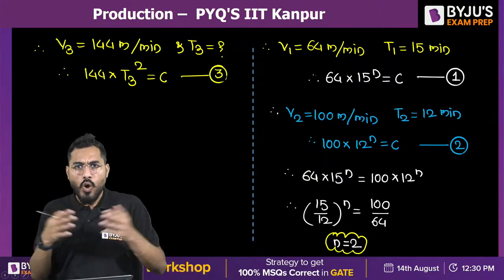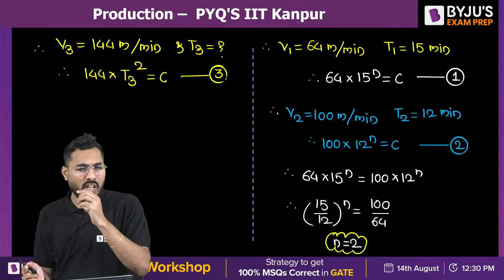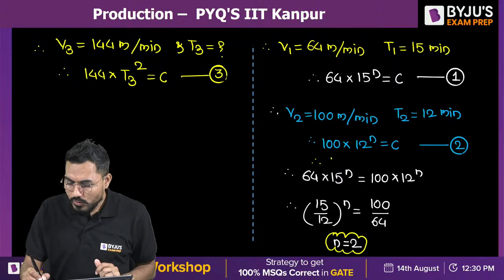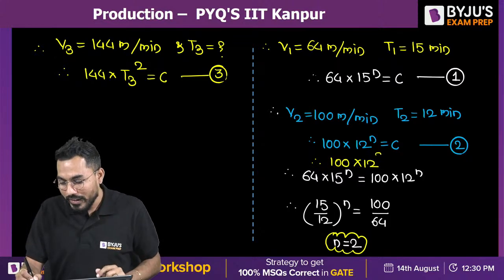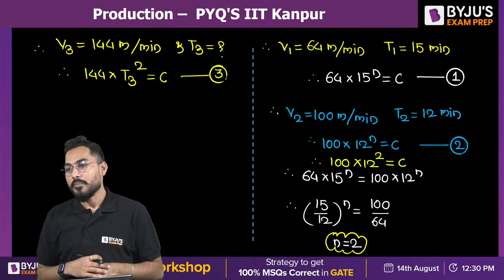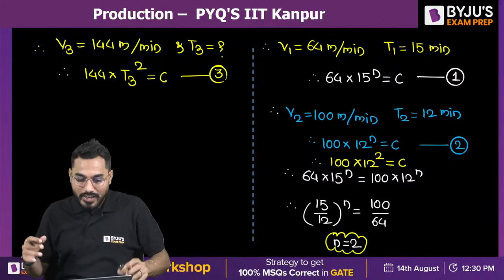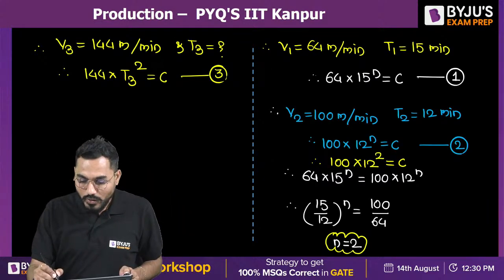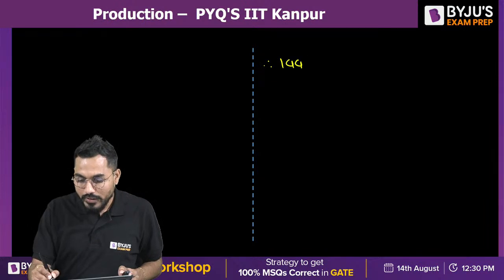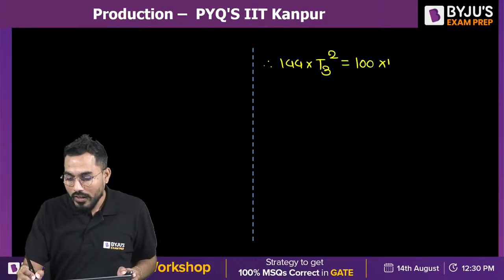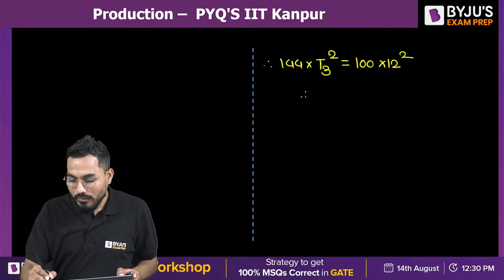Same condition, so the constant will remain the same, and the small n value will remain the same. So equation 2 can also be rewritten as 100 into 12 to the power of 2, instead of n, is equal to C. Can I compare equation 2 and 3 now? Yes. So I'll get 144 into T3 raised to the power of 2 is exactly equal to 100 into 12 to the power of 2. Can I calculate T3 here?